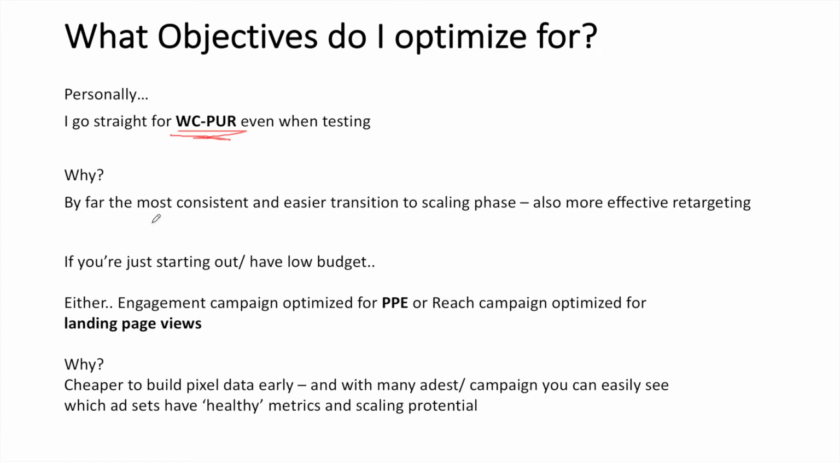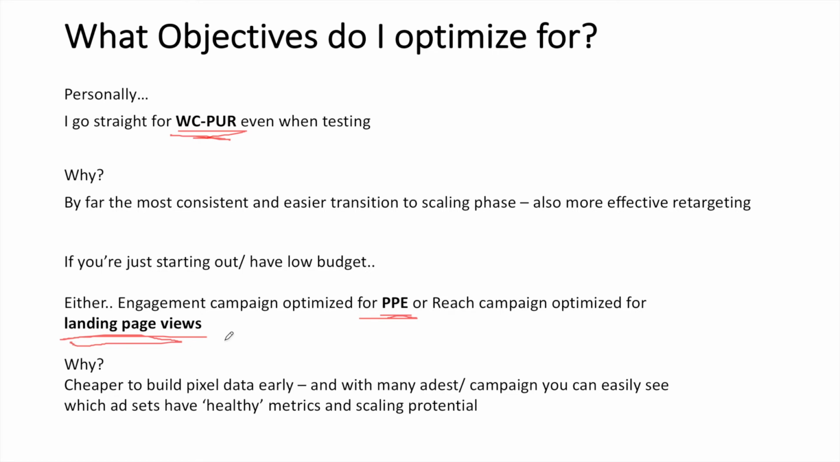But if you're just starting out, there are 2 different ways. I've tested every single way, literally reach campaigns, engagement, every single type of conversion campaign for testing, and I found that 2 other good ways are either running an engagement campaign optimized for PPE or a reach campaign optimized for landing page views.